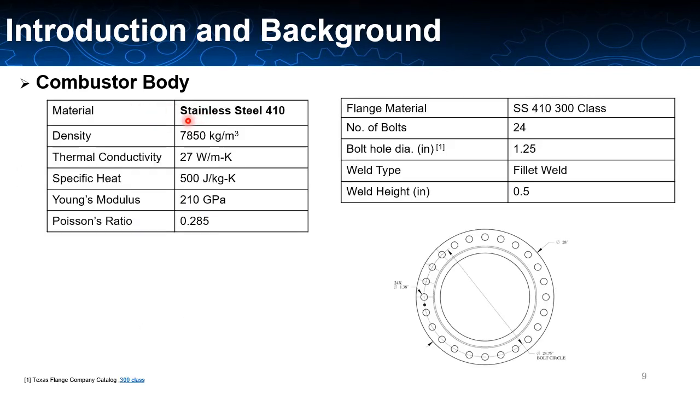As I mentioned, the material for the combustor body is going to be stainless steel 410, and these are the material properties that I use to do my simulations on. The flange material is also going to be stainless steel 410, and we use 300 class. It has almost 24 bolt holes, and the weld height that I'm going to use is 0.5 inch.